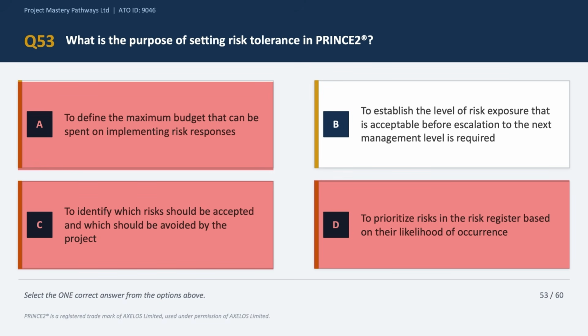So option B says to establish the level of risk exposure that is acceptable before escalation to the next management level is required. And this is the correct answer choice. Risk tolerance defines this boundary exactly, okay? If the overall risk exposure of the project exceeds the agreed tolerance, it must be escalated in PRINCE2. And this is managed by exception applied to the risk practice. So the correct answer is option B.